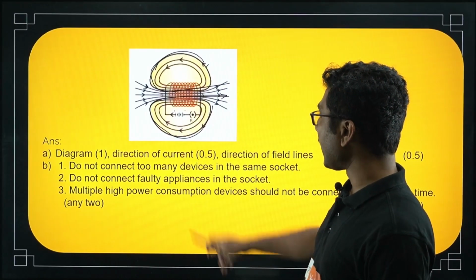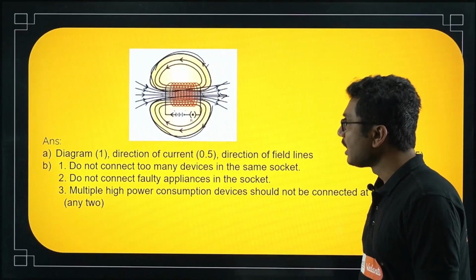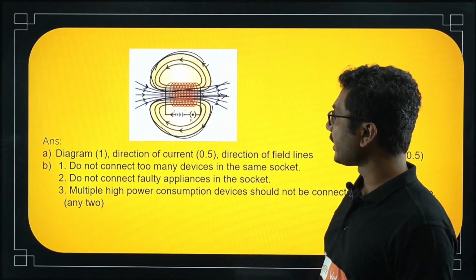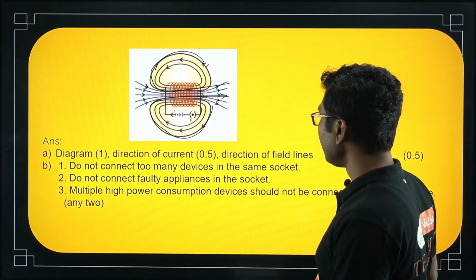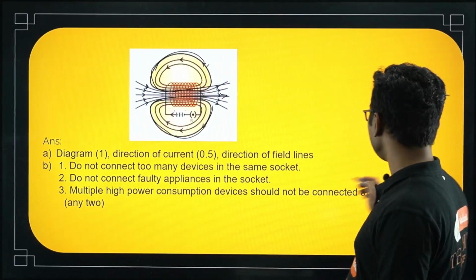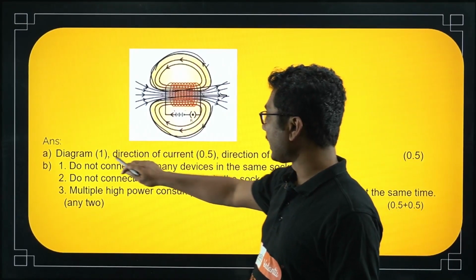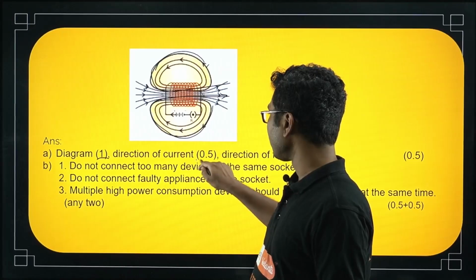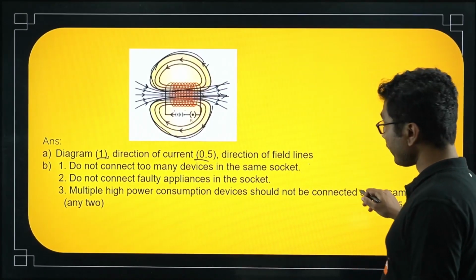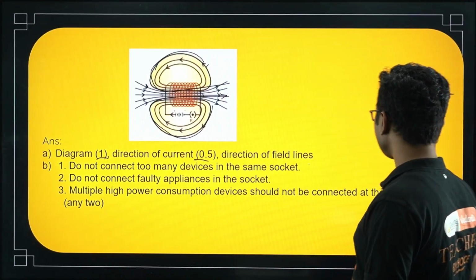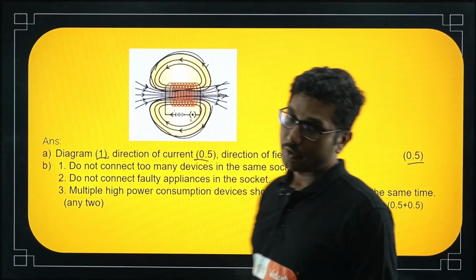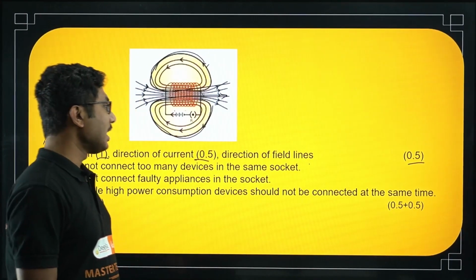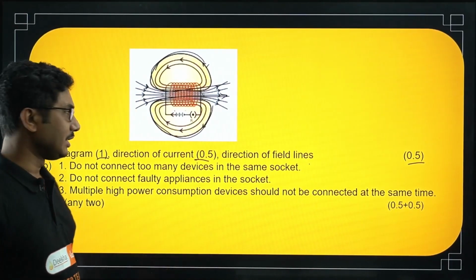Okay, so diagram, direction of current, direction of field lines. As I mentioned, the direction of current and direction of field lines must be mentioned. So for the diagram you get 1 mark, for direction of current you get 0.5 marks, sorry, and for direction of field lines you get 0.5 mark. Okay, so if you make any one of these mistakes, there will be 0.5 marks deduction in this case.